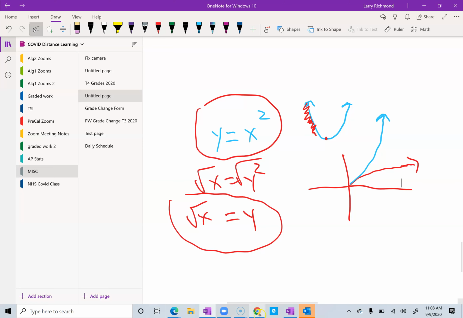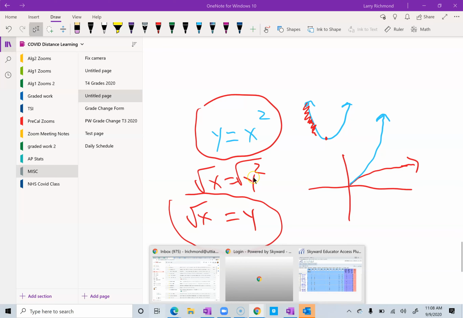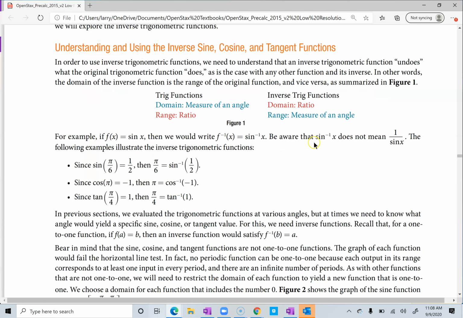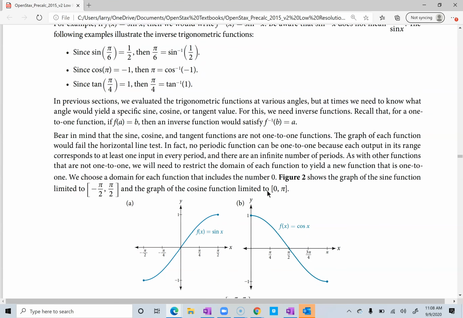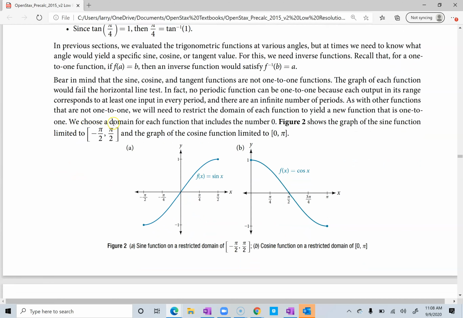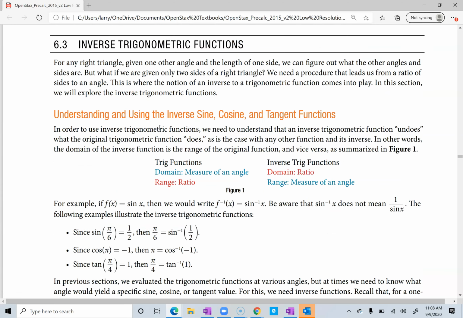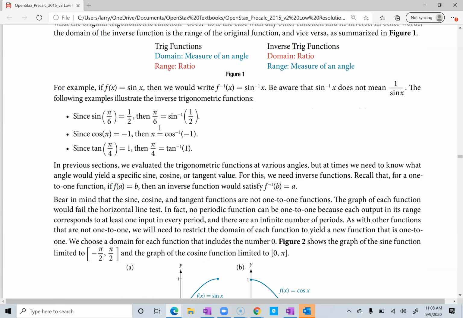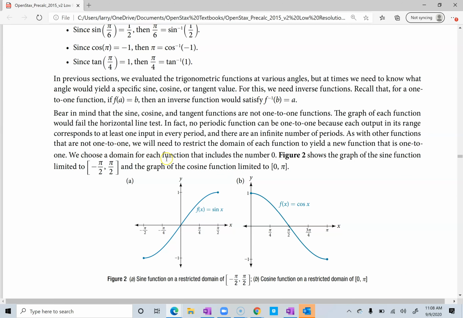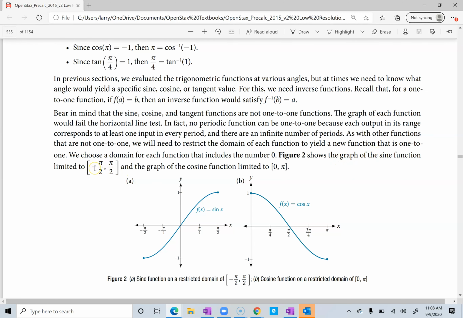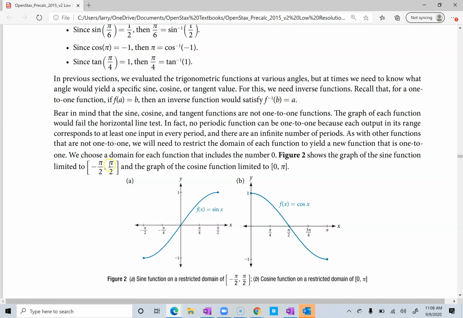Okay? Back to this particular situation. We choose a domain. I'm on page, first part of 541. We choose a domain for each function that includes the number 0. Figure 2 shows the graph of the sine function limited to negative pi halves to pi halves. This is negative 90 to positive 90. Okay? What we're saying is it is the right side of the unit circle. It is the first and fourth quadrants.